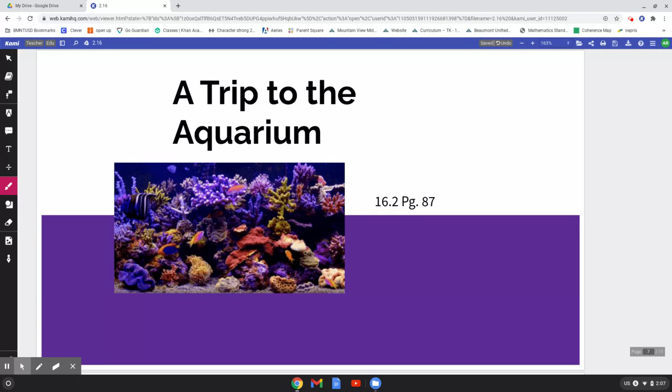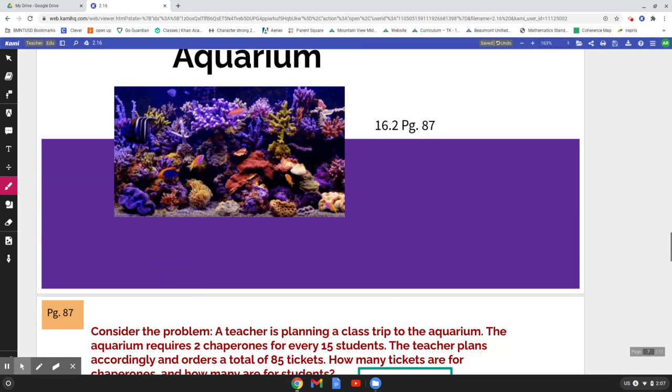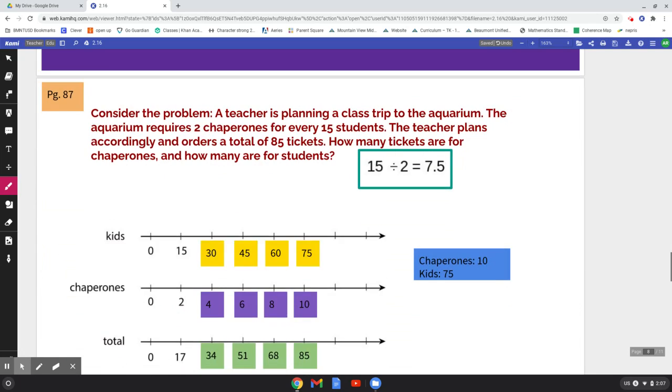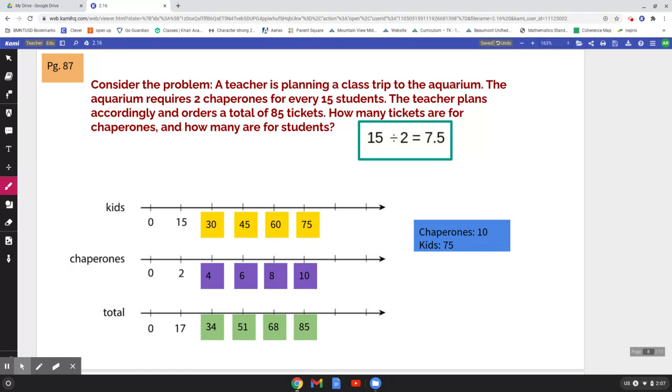So you're on page 87, and we're going to do just this one problem. So page 87, consider the problem. A teacher is planning a class trip to the aquarium. The aquarium requires 2 chaperones, so 2 adults, to every 15 kids. So this happens. This is a real scenario. Okay, so the teacher plans accordingly, and she orders a total of 85 tickets. How many tickets are the adults? How many tickets are the kids?